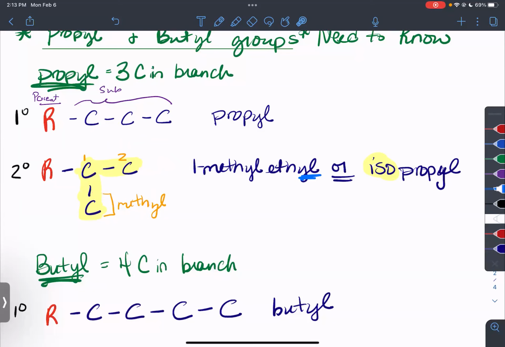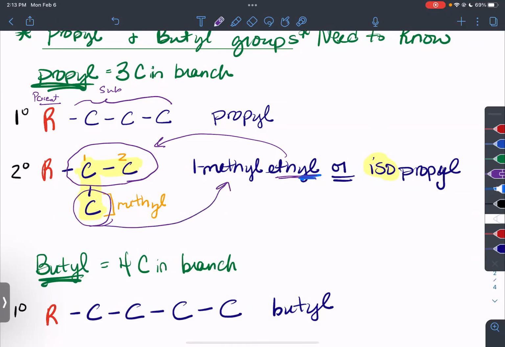I can pretend that this is a parent, but it's really not. But I can pretend that this is a parent chain. So 2 carbons in the parent chain would be ethyl. And then 1 methyl group coming off of carbon 1 would make it 1-methyl. So instead of calling this 1-methyl ethane, because it's still a substituent, we call it 1-methyl ethyl.